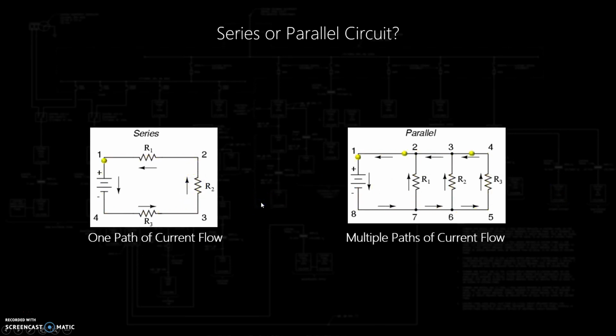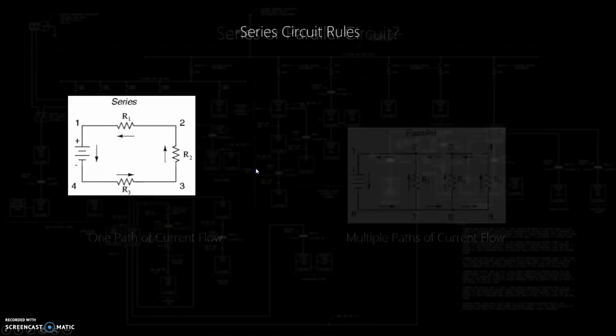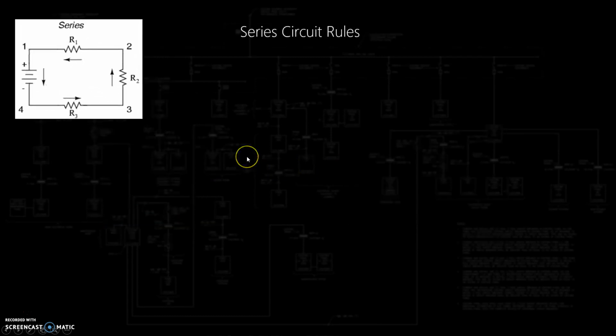But on a parallel, I have multiple paths of current flow. So you can see here current can go through the path for R1, for R2, for R3. If I take R1 out, R2 and R3 are still complete. Okay, so again, we're going to talk about series circuits here, so everything we're talking about is this configuration here. And it doesn't always have to have three elements. Even one element is technically a series circuit, but it could have 2, 3, 4, or infinitely many.